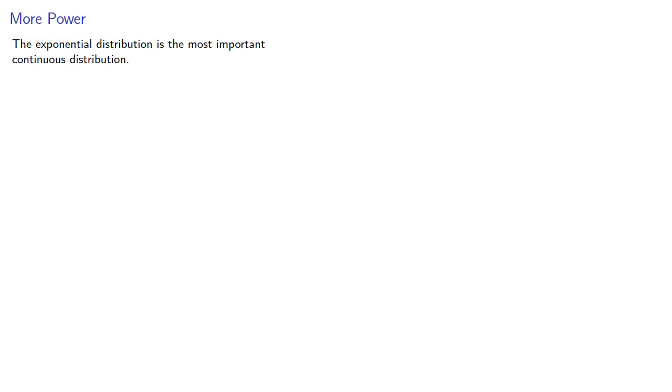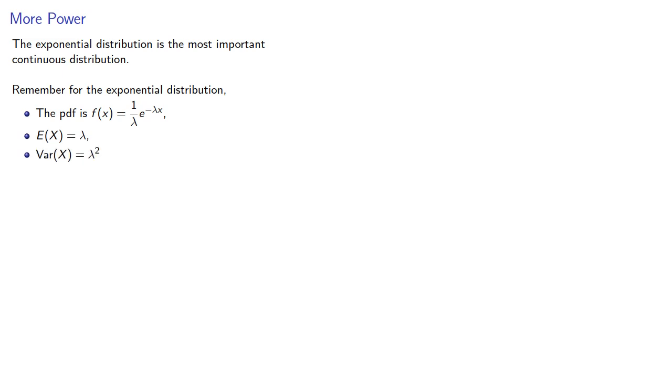The exponential distribution is the most important continuous distribution. Remember that for the exponential distribution, the PDF is 1 over lambda e to the power negative lambda x, the expected value is lambda, and the variance is lambda squared.